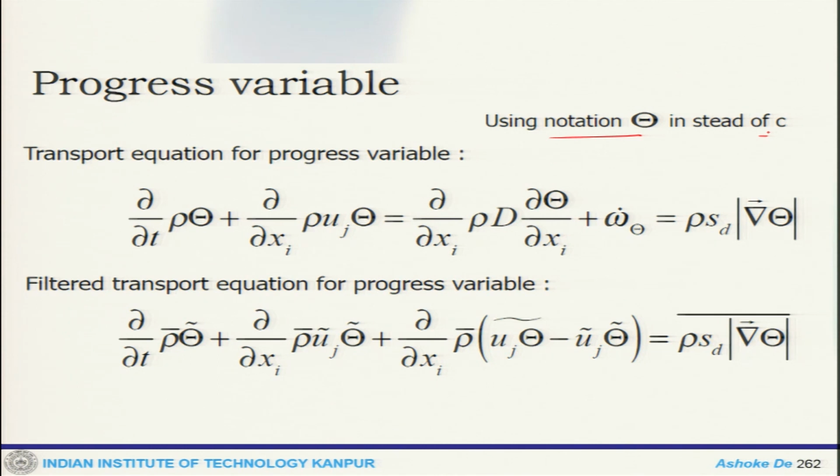So, there also we will use two transport equations for this particular progress variable. One transport equation for the mean progress variable, like unsteady, convection, diffusion and source term, and this is modeled as rho SD. And once we use the filtered equation, then we get this, which is also modeled as the right hand side, SD del theta. So, there are terms which are unclosed and one has to close them.